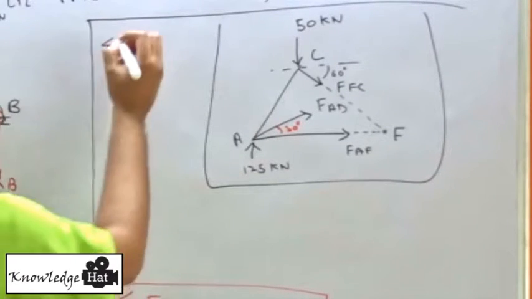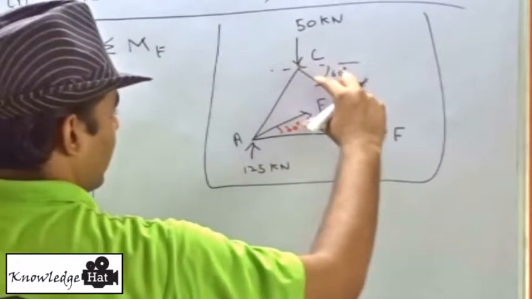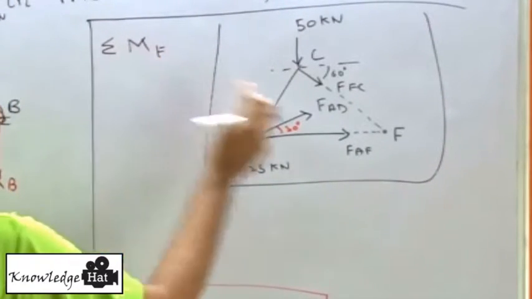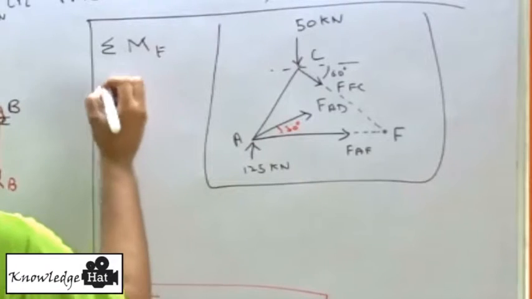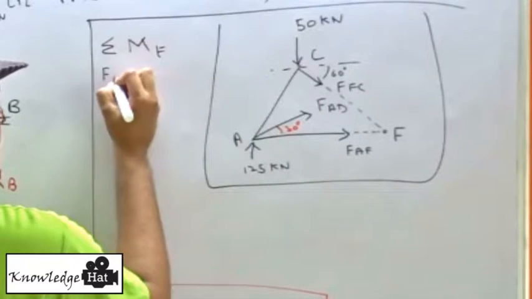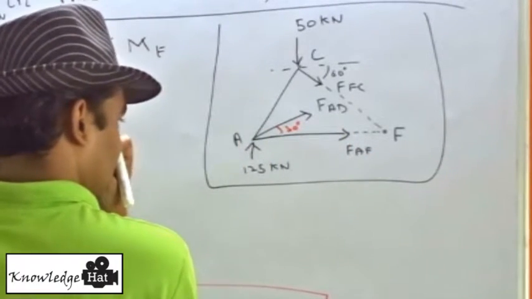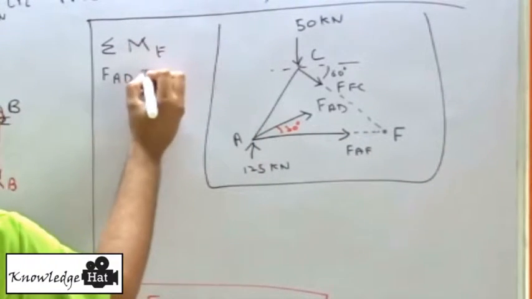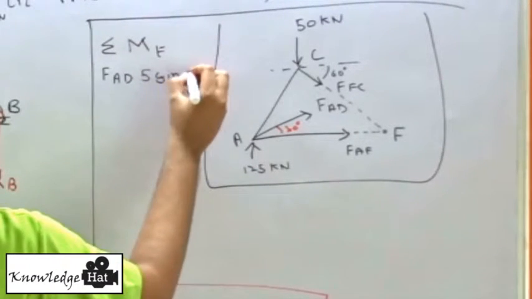So first what we'll do is we'll take the moment about a point F. Now F is an extension of these forces here, because here is our figure. We take a moment about this point, and the first force, this force will go through F, so it will be 0. This will be the first force, which is F AD, and it will be at a distance of 5 sine of 30 degrees.